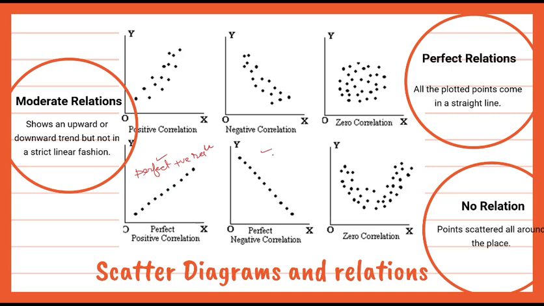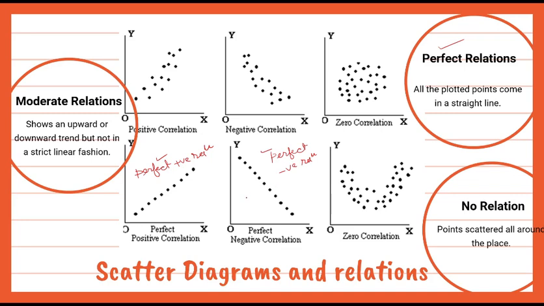If you look at this, this is also a perfect relationship, but this is a perfect negative relation. Now what happens here? As x increases, y has a tendency of coming down. So this is a perfect negative relation. If x increases, y decreases, and it decreases in the same proportion. So this is perfect positive relation. This is perfect negative relation.